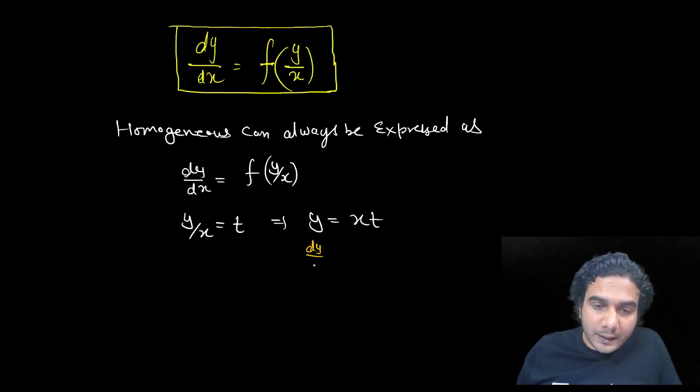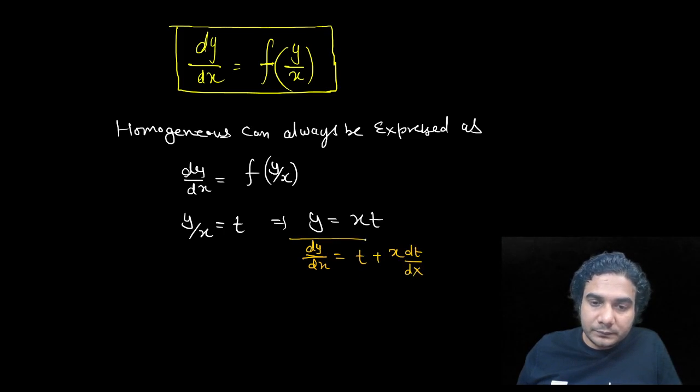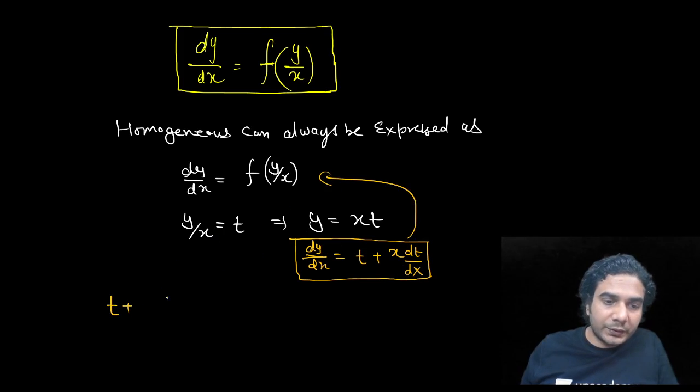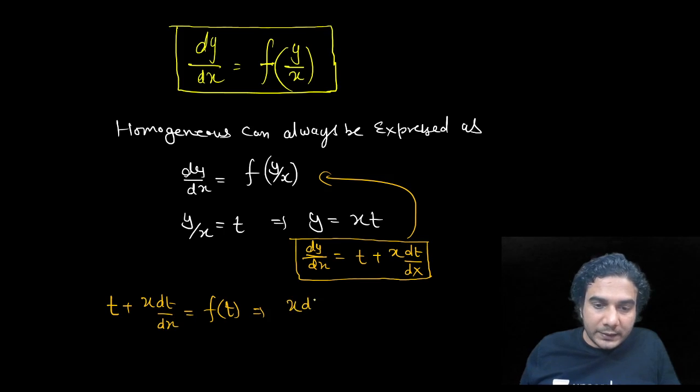So dy by dx is equal to, differentiation of x is 1, so it will be t only, plus x into dt upon dx. So dy by dx is going to be t plus x dt by dx, and now put back in this equation. Now you can see it is going to be a variable separable form. See this, you can separate the function of t easily.